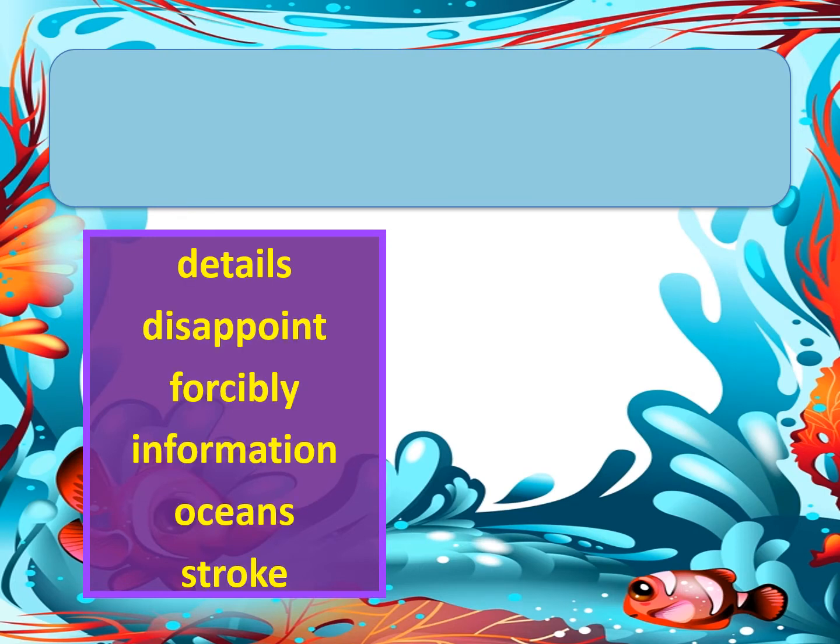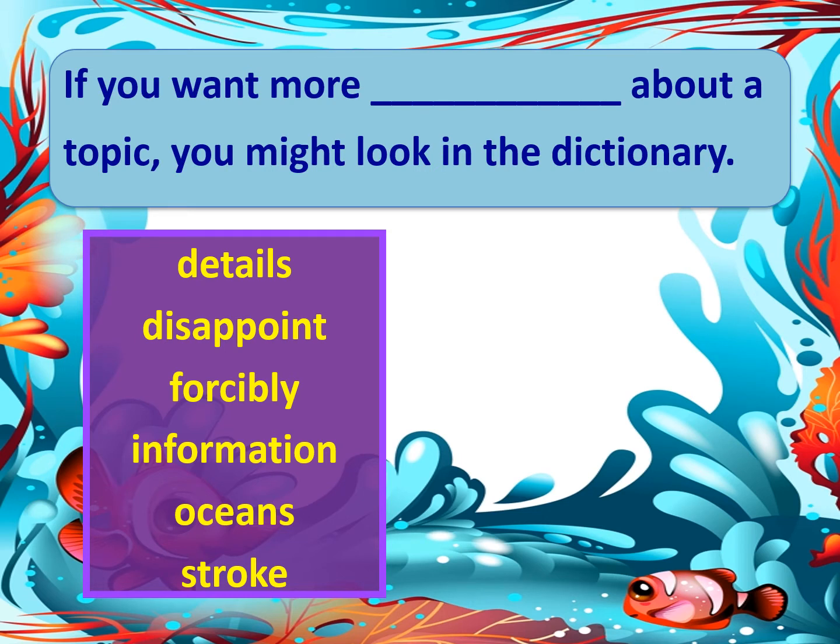Now you have the same choices: details, disappoint, forcibly, information, oceans, and stroke. Now you need to complete the sentence again. If you want more blank about a topic, you might look in the dictionary. So what are you going to choose? Is it details, disappoint, forcibly, information, oceans, or stroke? Exactly, information.